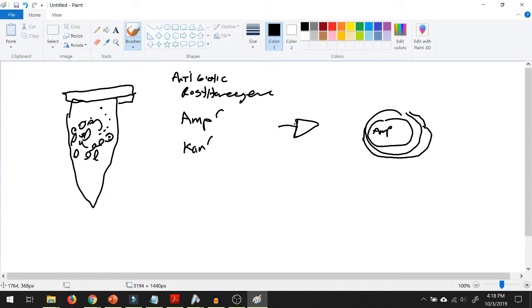Now what happens is if you put the bacteria on here, the ones that didn't get the DNA are going to die because they don't have an ampicillin resistance gene from the plasmid. The ones that got the DNA are going to live because they also have the ampicillin resistance gene from the plasmid. So it's a really simple assay where you can determine what is genetically engineered and what is not genetically engineered.